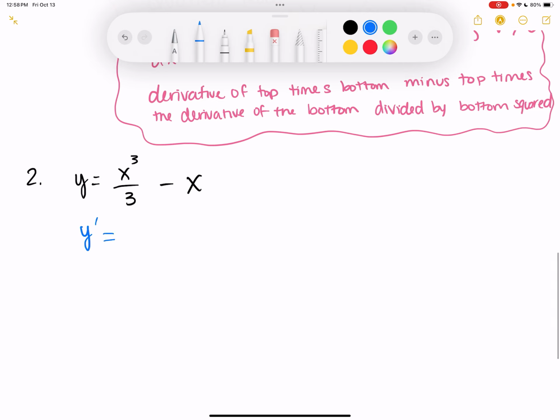So y prime is equal to, so what would the derivative of x cubed over 3 be? x squared. Yep, x squared. Because x cubed over 3, we can think about it as 1/3 x cubed. We pull the 3 out front. The 3's are going to cancel, which is why it's just 1 in front, and then we take 1 away from the exponent, so that's why it becomes 2. And then what's the derivative of negative x?